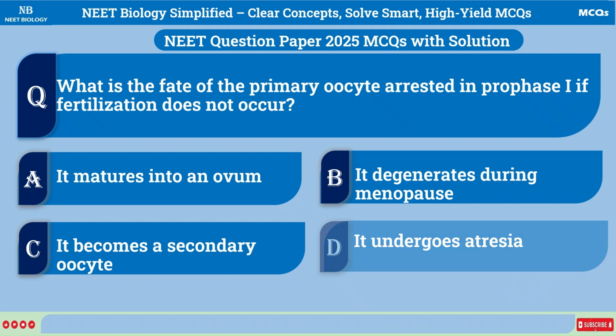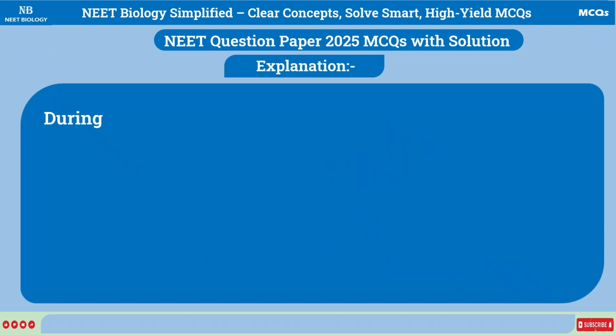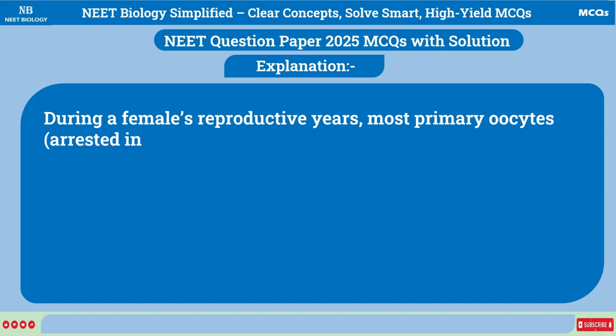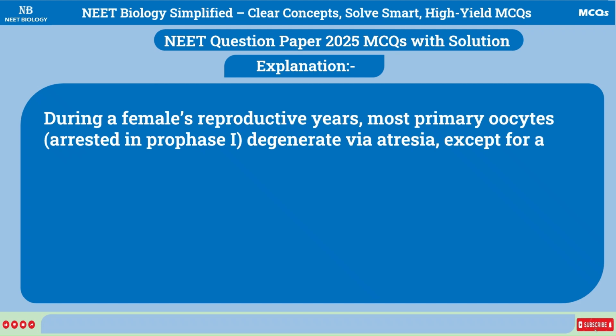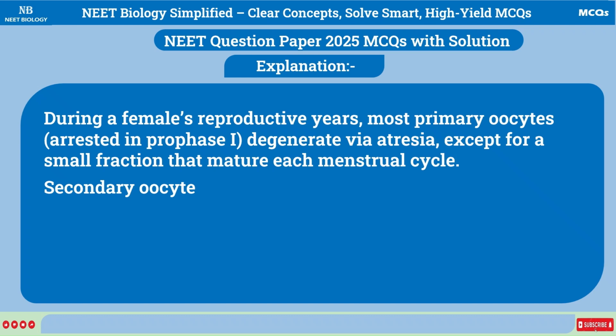Correct answer is D. It undergoes atresia. Explanation: During a female's reproductive years, most primary oocytes, arrested in prophase I, degenerate via atresia, except for a small fraction that mature each menstrual cycle. Secondary oocyte forms only with successful ovulation and fertilization.